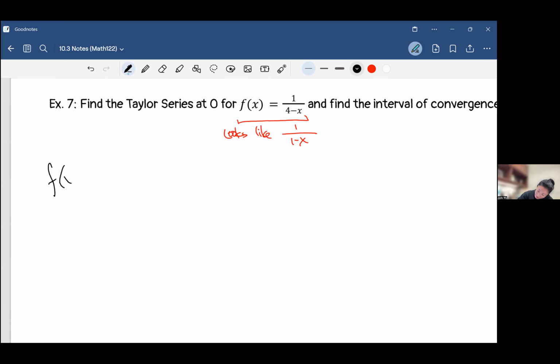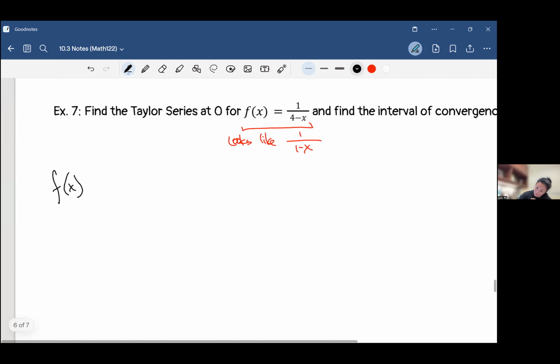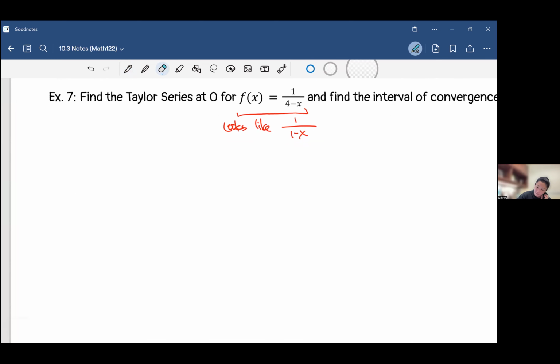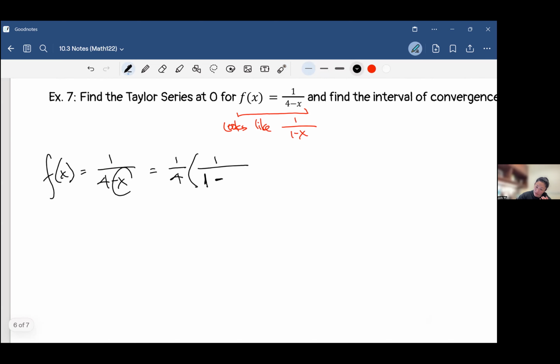So f of x, okay. So I'm going to do this. I'm going to take my f of x is 1 over 4 minus x. And I'm going to factor out a 1 from the top, and I'm going to factor out a 4 from the bottom, okay? So 1 over 4 comes out. Well, the top still has a 1, but when I divide 4 by 4, I get 1, minus when I divide x by 4, I get x over 4.